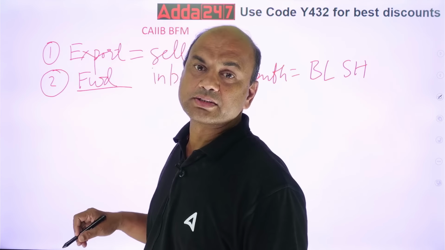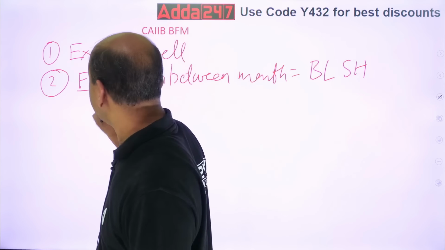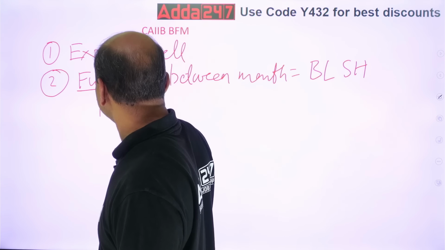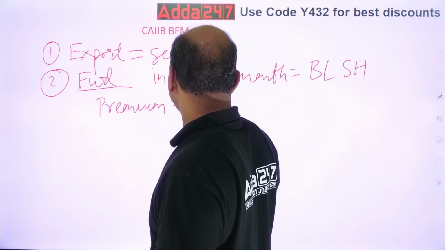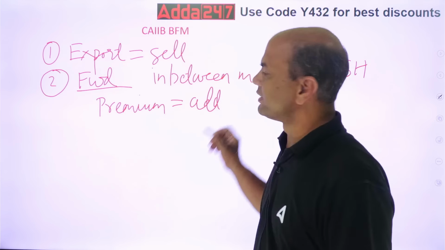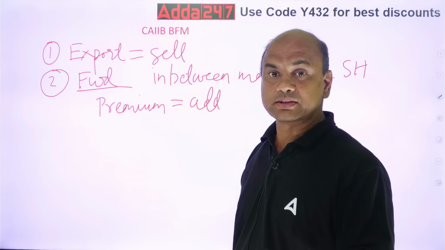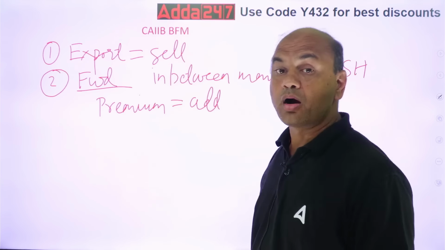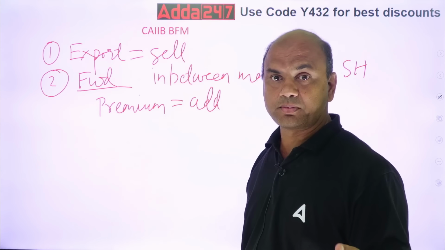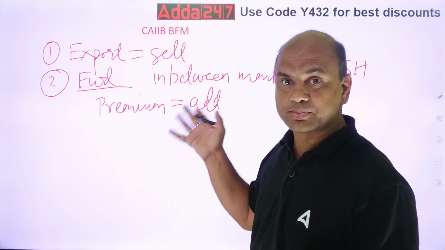Number three. Same, I'll write under this only, forward points. If your currency is in premium, then add the forward margin. If your currency is in discount, then subtract. How is it in premium? It will be in premium if the right side is bigger. That I told you.